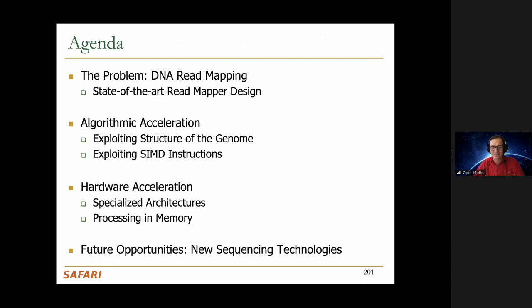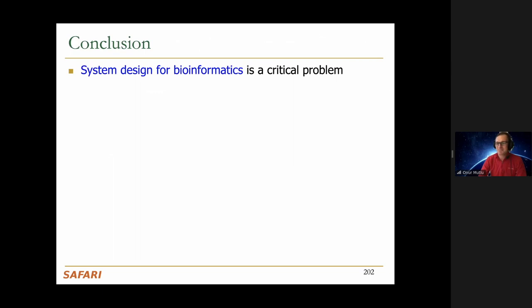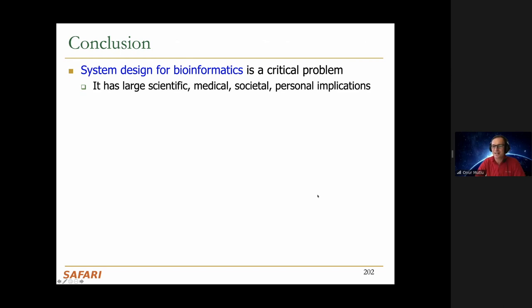And people who are practitioners in the field, who are experts, can do this analysis when it's needed. And I think it's going to be needed even more into the future. So let me conclude. I'm going to use essentially the same slide that I started with. I believe, and hopefully I've given you some evidence, that system design for bioinformatics is a critical problem because it has large scientific, medical, societal, and personal implications.